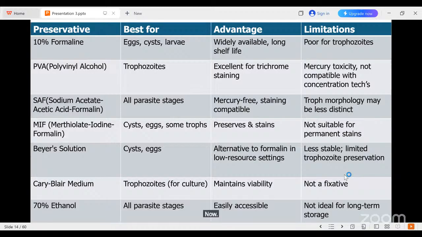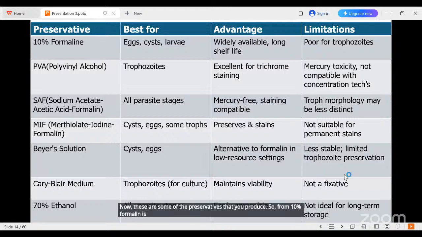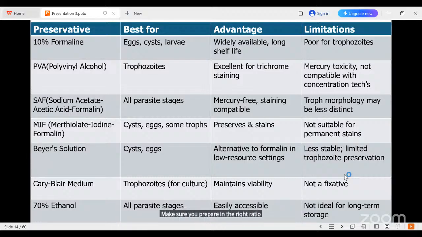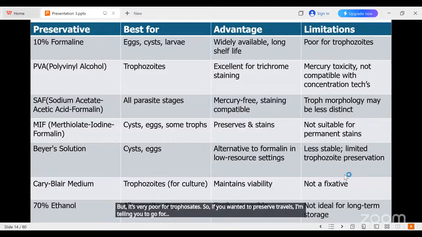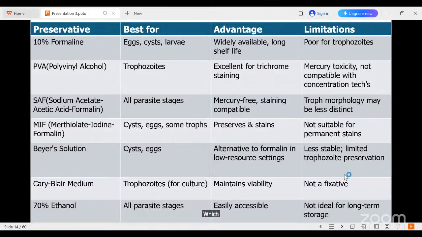Now, these are some of the preservatives that you can use in a lab. 10% formalin is quite often used. Make sure you prepare it in the right ratio. It can preserve eggs, cysts, and larvae, but it's very poor for trophozoites. So if you wanted to preserve trophozoites, then you go for polyvinyl alcohol, which can preserve trophozoites for some time. It will maintain the morphology. If you use 10% formalin, the morphology of these trophozoites is distorted. You won't see them during examination.